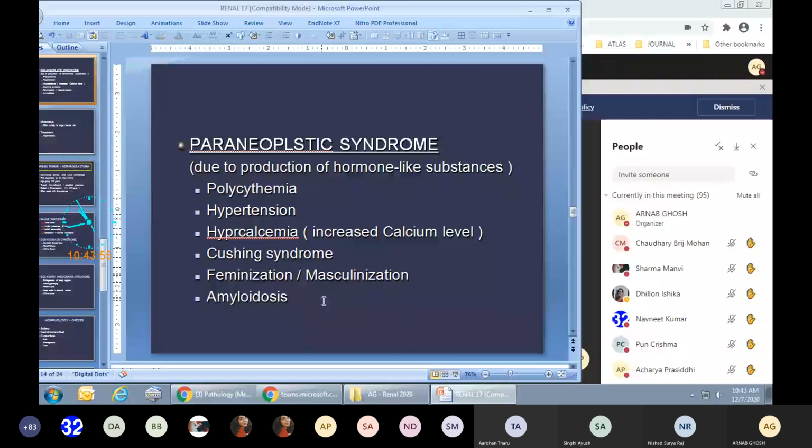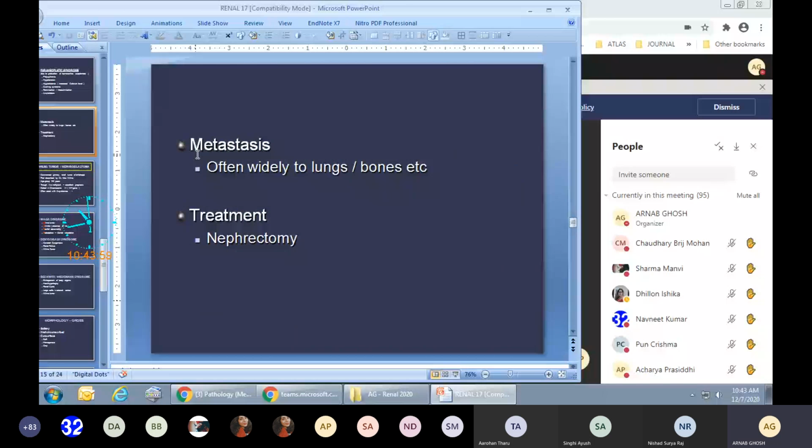And RCC overall can metastasize widely throughout the body. It can go anywhere, including lungs, bones, even the CNS. Treatment is nephrectomy. After that, if there is wide metastasis, we have to give chemotherapy. So till now, okay with all of you? Yes, sir. Okay, then I'll go to the next one.